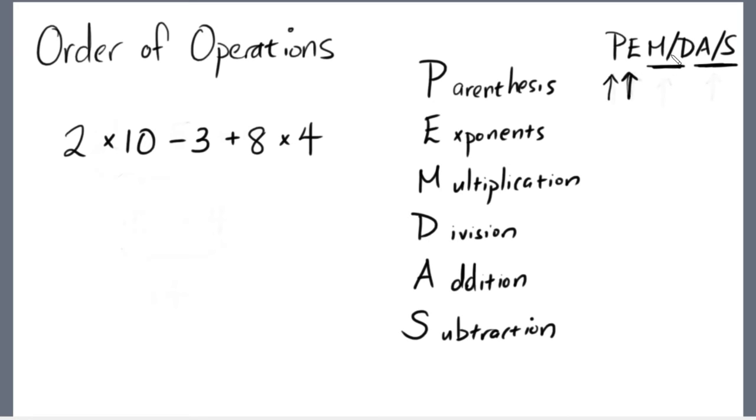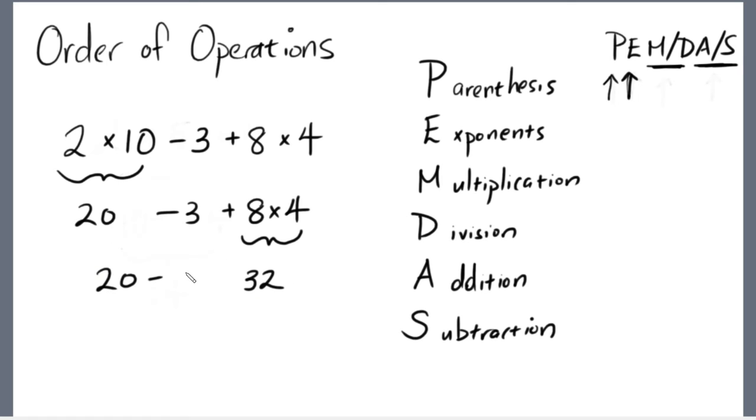Now we're at multiplication or division, so we're going to move from left to right. Is there a multiplication sentence that we hit right away? There is. It's going to be 2 times 10, so we have now 20 there. And we copy down the rest of that equation that we haven't used yet. Start all the way from the left again. Is there multiplication or division happening? 20 minus 3 plus 8 times 4. There is multiplication, so we solve that. We have 32. So now we have 20 minus 3 plus 32.